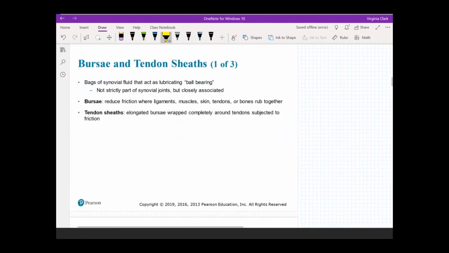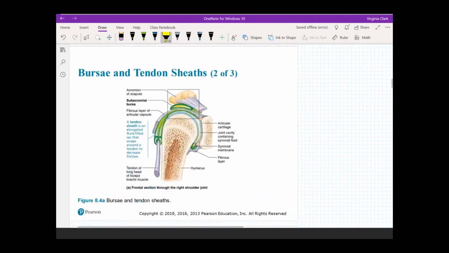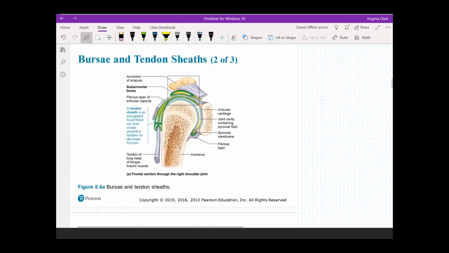As we're going with that, we're not going to cover bursa and tendon sheaths, but you can see here's a synovial joint with our articular cartilage right here. Our joint cavity is this space in the middle, and then here is essentially the articular capsule holding it in place. This is our humerus, so this is going to be the shoulder joint.